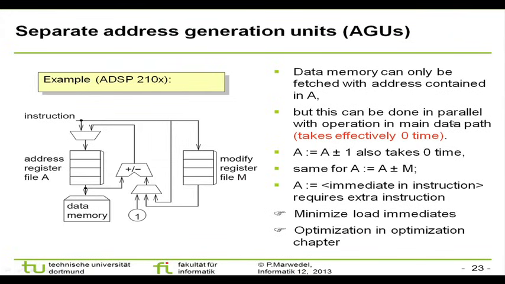This can be done in parallel with the main data path, where I was doing that loop. A plus minus 1 also takes 0 time, A plus minus M also takes 0 time, and it minimizes the load immediates. I need not load immediates; that is automatically coming. So, that is a nice way of optimizing this.